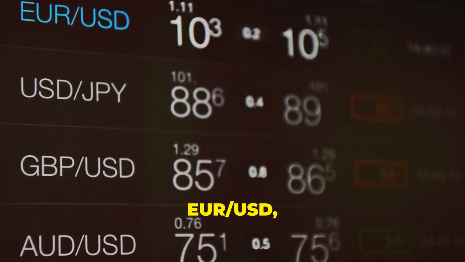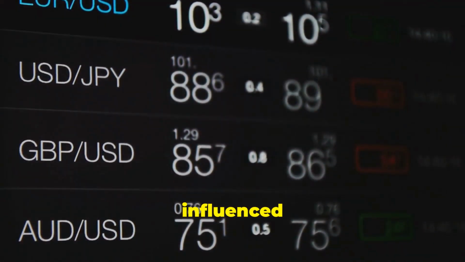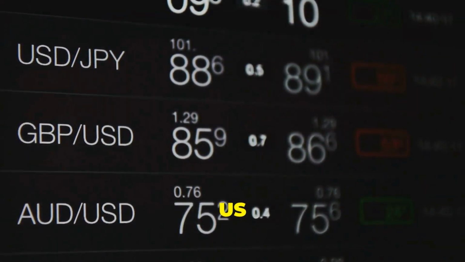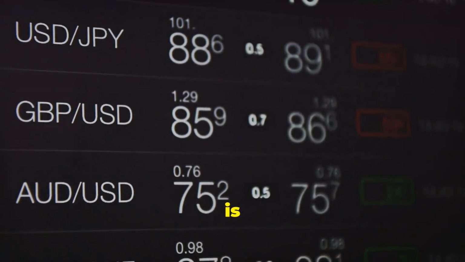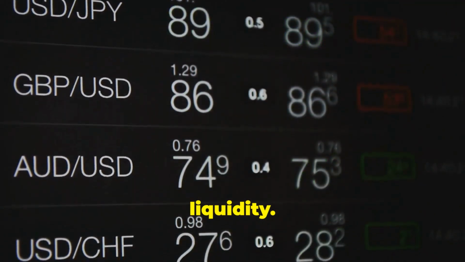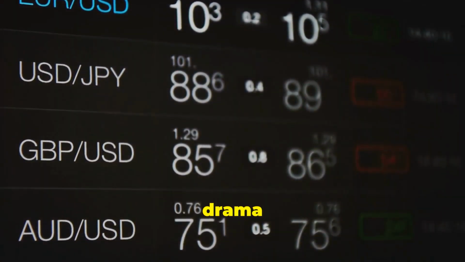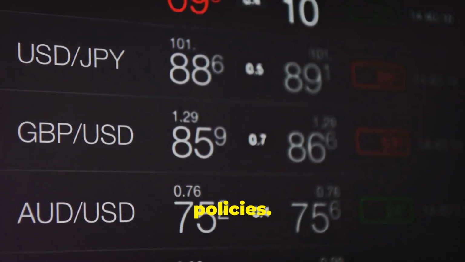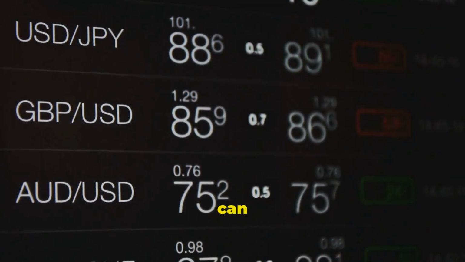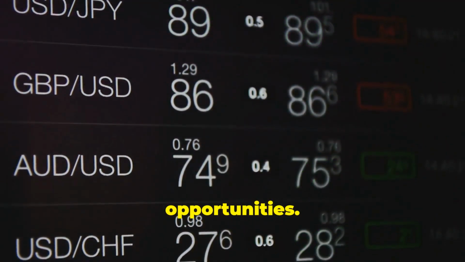The EUR-USD, for example, is influenced by interest rate differentials between the US and the Eurozone. This pair is one of the most traded and has a lot of liquidity. The GBP-JPY can be affected by Brexit drama and Japanese economic policies. This pair is known for its volatility and can offer significant trading opportunities.